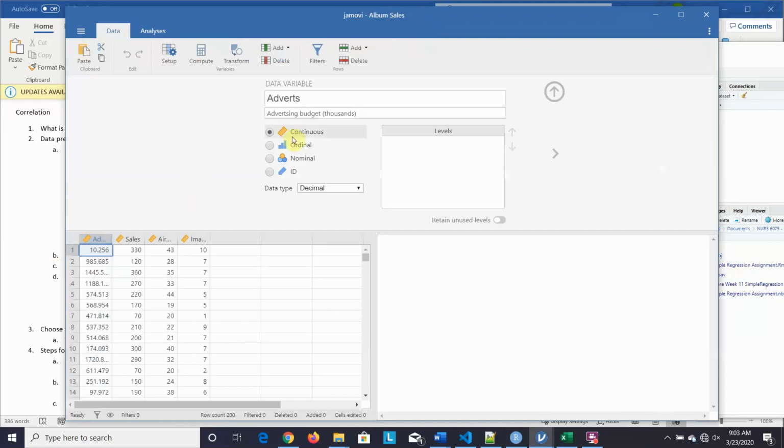So this first one is adverts, which is advertisement, and he's using an example for album sales. And this week we're really going to look at two variables. We're going to look at album sales and how much is spent on advertisement. So adverts is advertising budget in thousands. So 985.685, that means they're spending 985,000 pounds. This is 10,000 pounds, and I believe these are all in pounds.